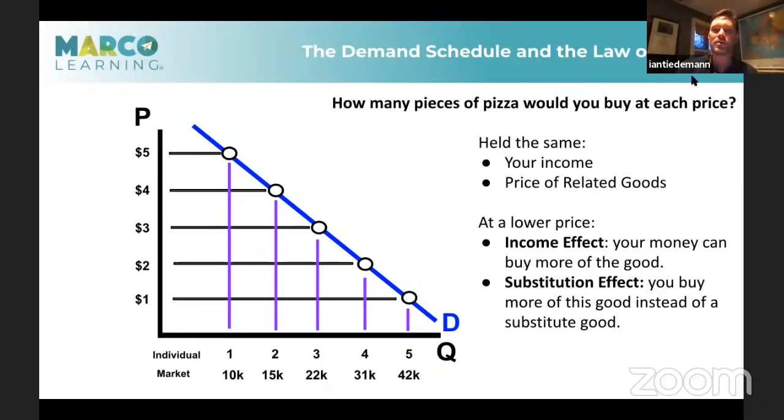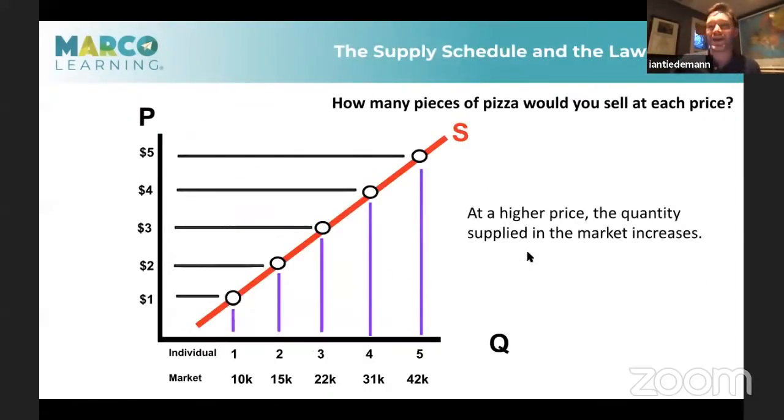The other portion of supply and demand then is supply. And the law of supply: at a higher price, the quantity supplied in the market increases. So if there's a higher price, how many would you sell? Well, you've got to be able to get the ingredients together in order to produce and then sell that pizza. You might be more incentivized if people were willing to pay $5 per slice. So you would produce more slices, and so would other people in the market.